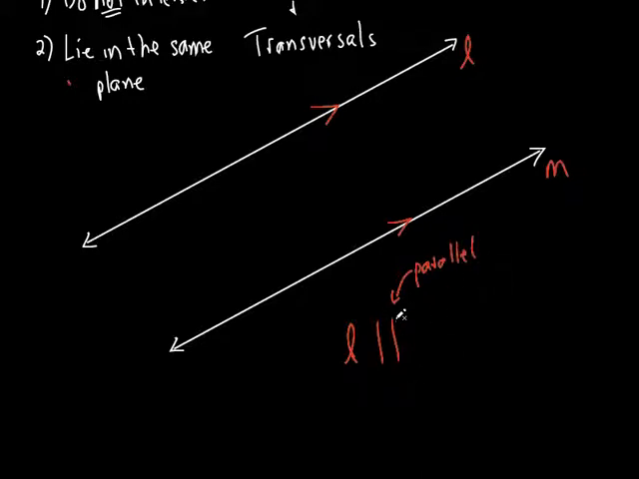So it's just two straight up and down lines. So if I said line L is, what does that mean? Parallel to line M. Right, so those two lines are parallel to each other.